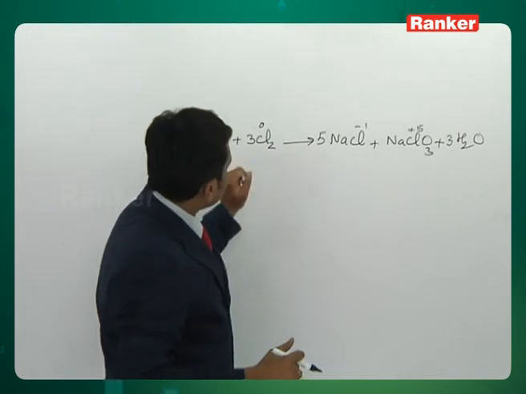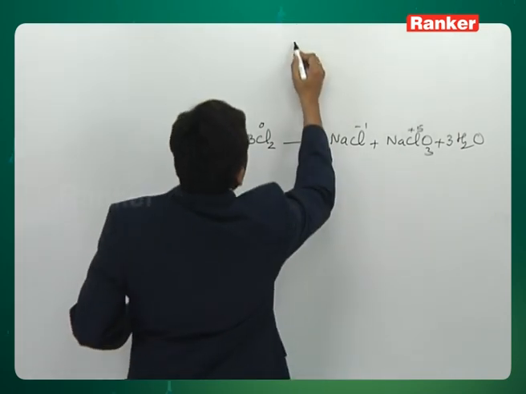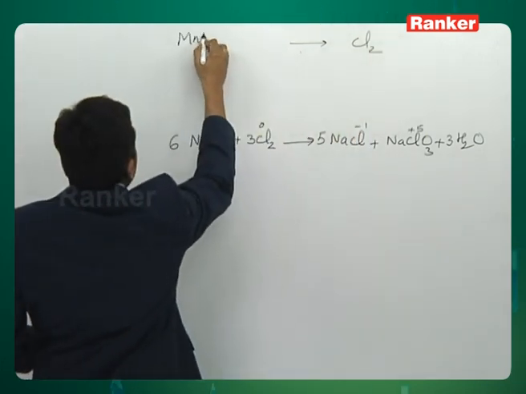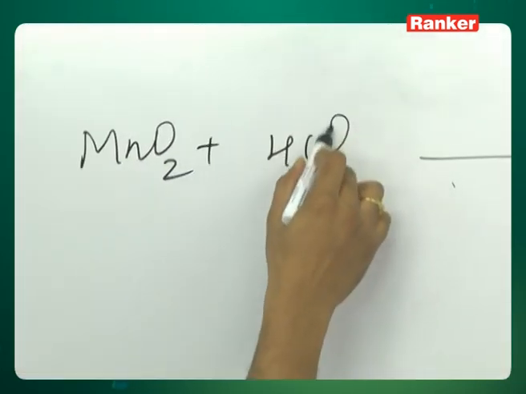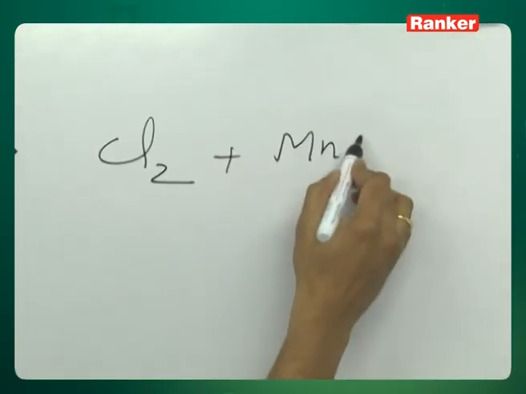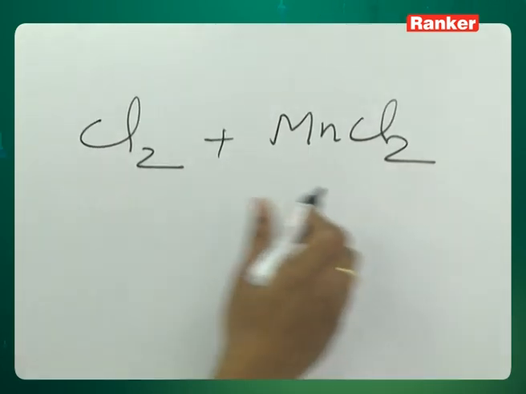And you have been asked to find out the amount of Cl2 which is actually obtained by virtue of a reaction between manganese dioxide and HCl. So when MnO2 reacts with HCl, you know that Cl2 is obtained along with MnCl2 and water.